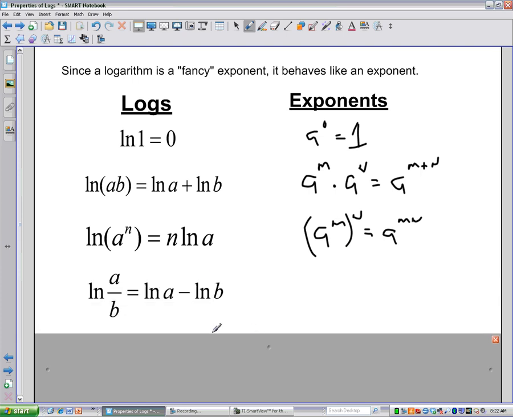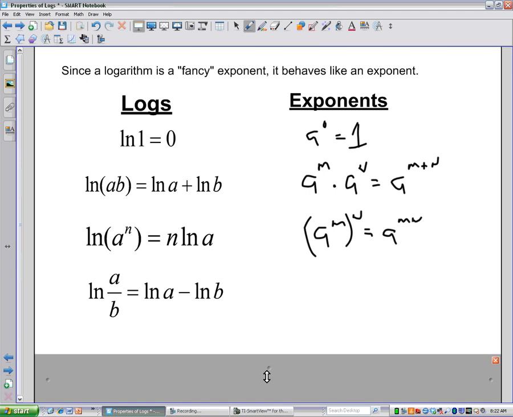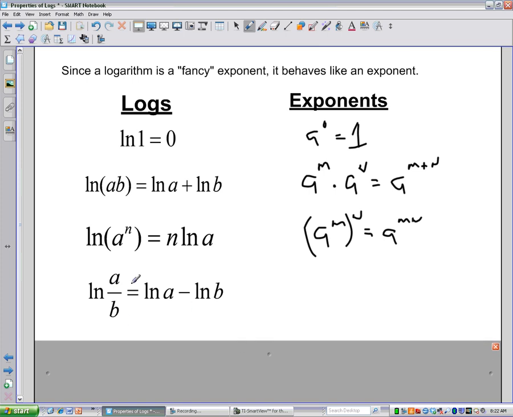And finally, the natural log, I don't know if it's finally, maybe there's more. No, it's finally. The natural log of a divided by b is equal to the natural log of a minus the natural log of b. And similarly, if I have a to the m divided by a to the n, I subtract the exponents. So with division with exponents, we subtract. Division with logarithms, because they are exponents, we subtract. Okay? Same sort of thing. Fancy exponents. Highfalutin. All right.